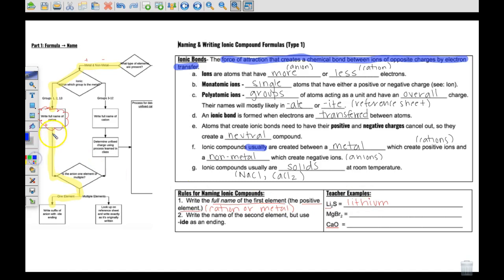Then I'm going to progress down my flowchart. And it asks, is the anion, or the second element, multiple atoms or one? And in this particular case, I see that I just have an S. So I'll be writing the suffix of my anion with an IDE ending. So even though S is sulfur, I'm going to take off the ending and put IDE instead to make sulfide.